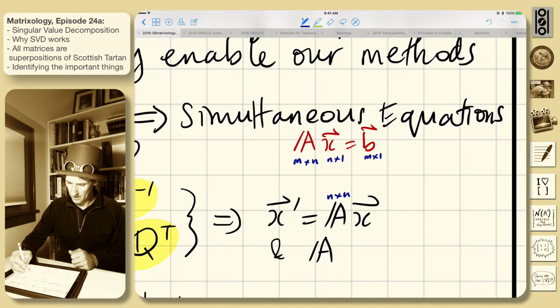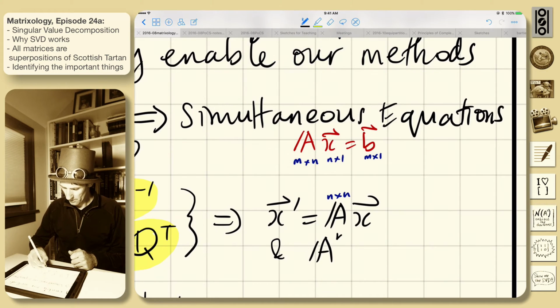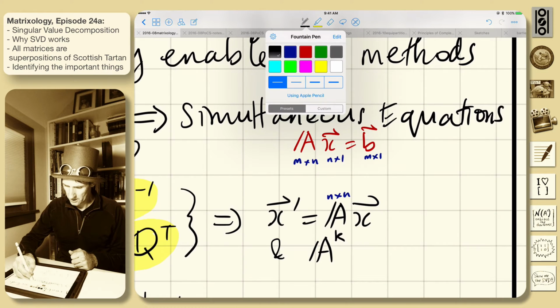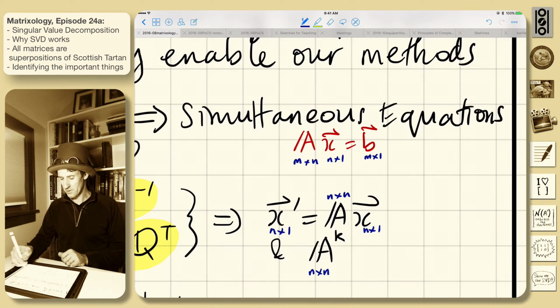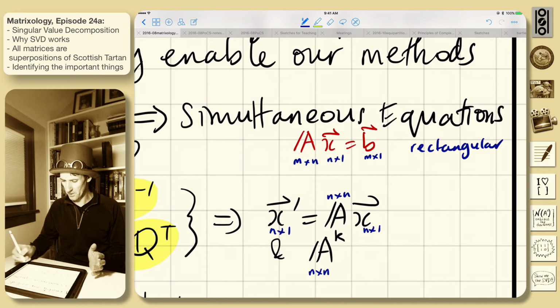I should get rid of this thing. This should be A to the power of k. That's been the way we've done this, right? So this is A to the power of k. Let's make that a juicier k. And this is the same story. It's an m by n. M by 1, m by 1. So these are square matrices, right? Rectangular here. Could be square, but rectangular in general. Square only.